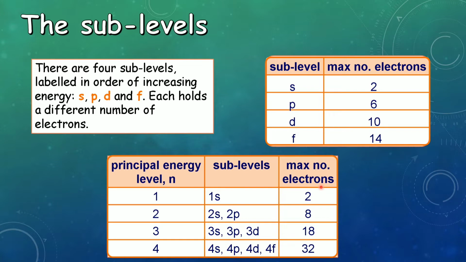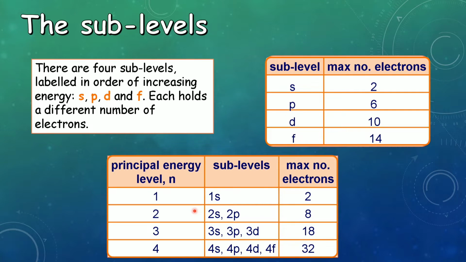And then principal energy level number 2 has sub-levels S and P, and its maximum number of electrons is 8. How did that happen? Again, the S sub-level has a maximum of 2 electrons. We add the P, which has a maximum of 6. So 2 plus 6, we have a maximum of 8 electrons under principal energy level number 2.